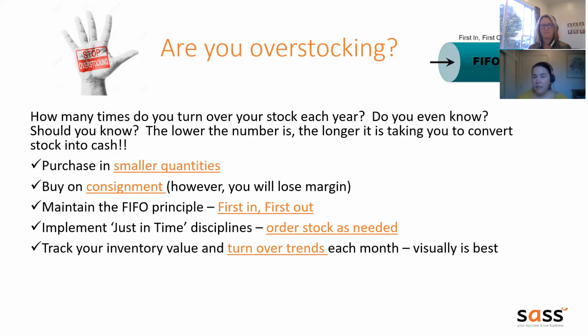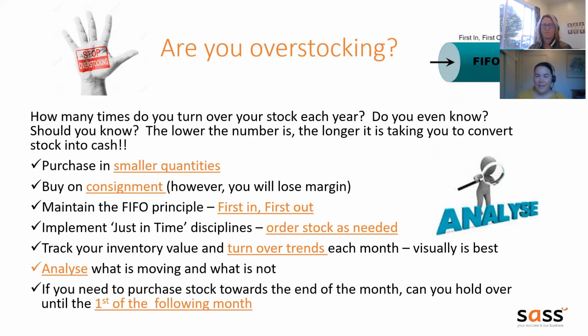Review your inventory value and turnover trends each month, visually is best. Nowadays, we've got a lot of inventory programs out there, which you can run a quick report on to see which items are moving quickly, which ones are moving slowly, and keep track of the stock that you hold. So definitely a good idea. And with that, analyze what's moving and what's not. Do you want to keep stocking a product that's not moving? Or do you need to do a quick fire sale if it's not moving?